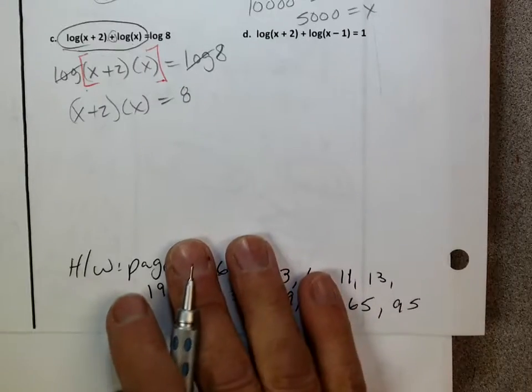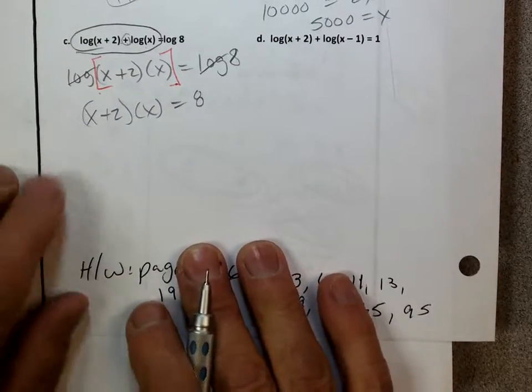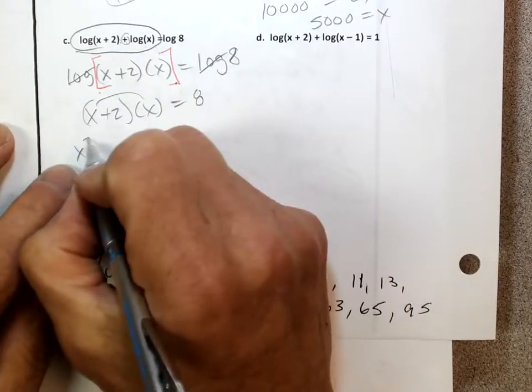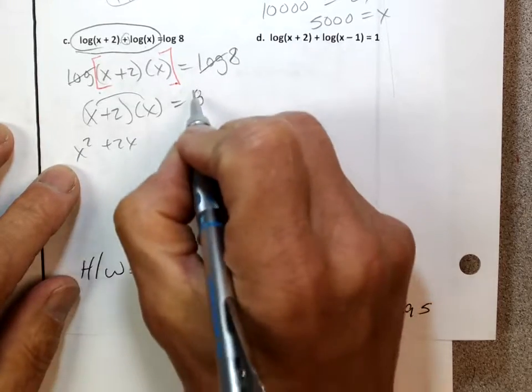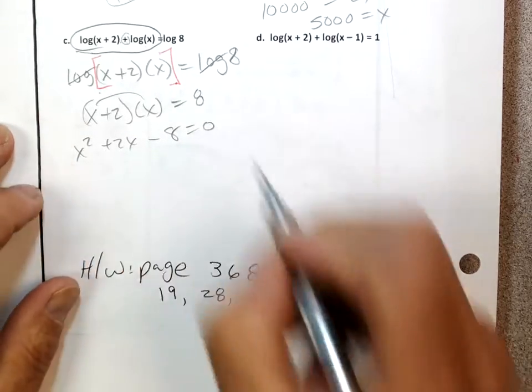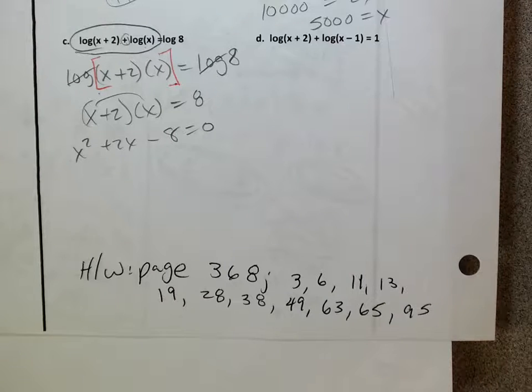Oh, looks like algebra to me. Foil it. Yeah, I got an x squared plus a 2x, and I'm going to bring over the 8. Why would I bring over the 8? So you can equal 0. It is equal to 0. What am I going to do next? Factor. Yes, I'm going to factor it, right?